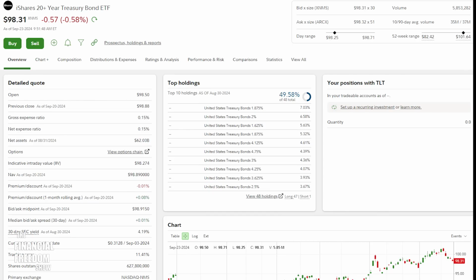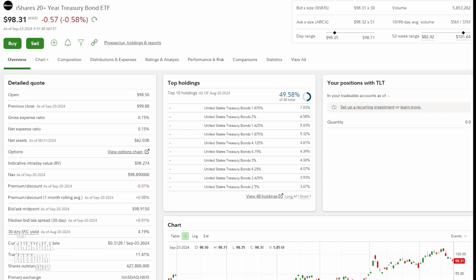It was launched in July of 2002, and TLT gives investors exposure to long-term U.S. government bonds, which are generally considered one of the safest investments out there just because they're backed by the full faith and credit of the U.S. government. By investing in TLT, you're essentially loaning money to the U.S. government for a long period of time, at least 20 years, while collecting interest payments along the way. This ETF holds bonds with an average duration of around 17 to 18 years, which is why its price movements are very sensitive to changes in interest rates.